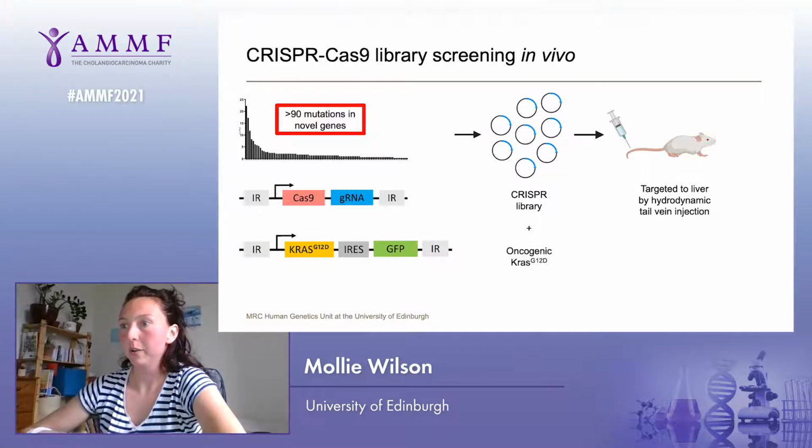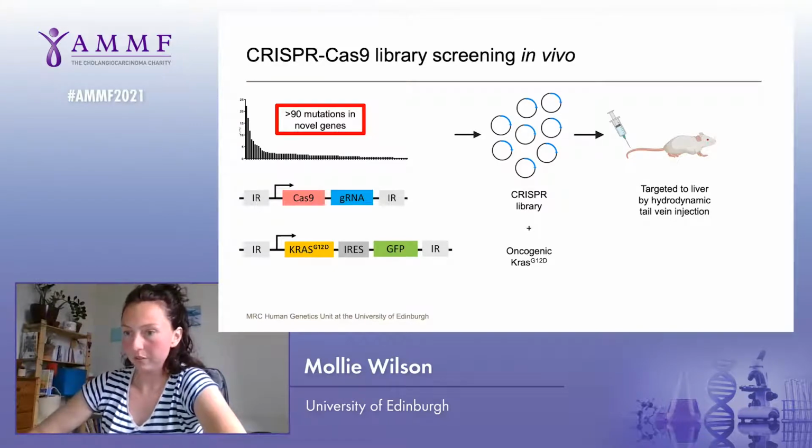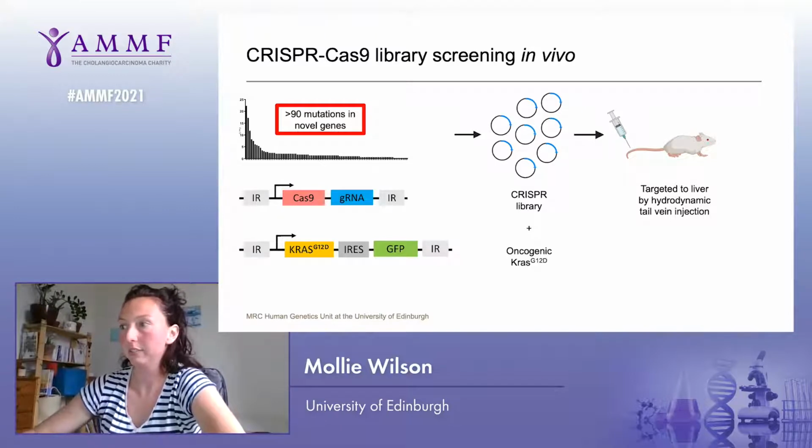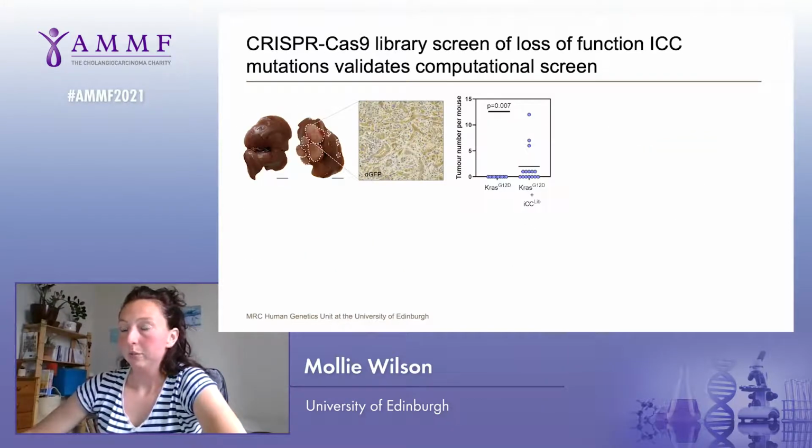So the hepatocytes will take up the naked DNA, and it means that you will have these plasmids expressed in the liver. Eight weeks post-injection, we sacrificed the animals and found that the animals injected with Kras alone had no tumours, but those with the library and Kras had macroscopic tumours.